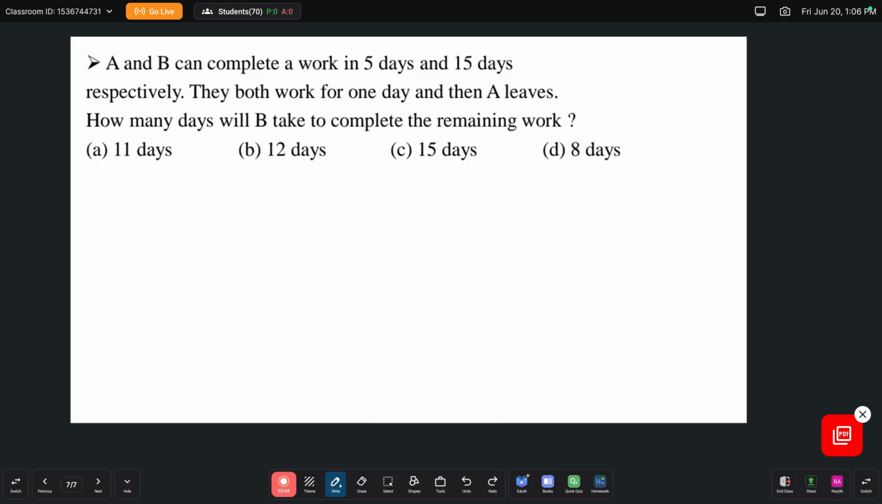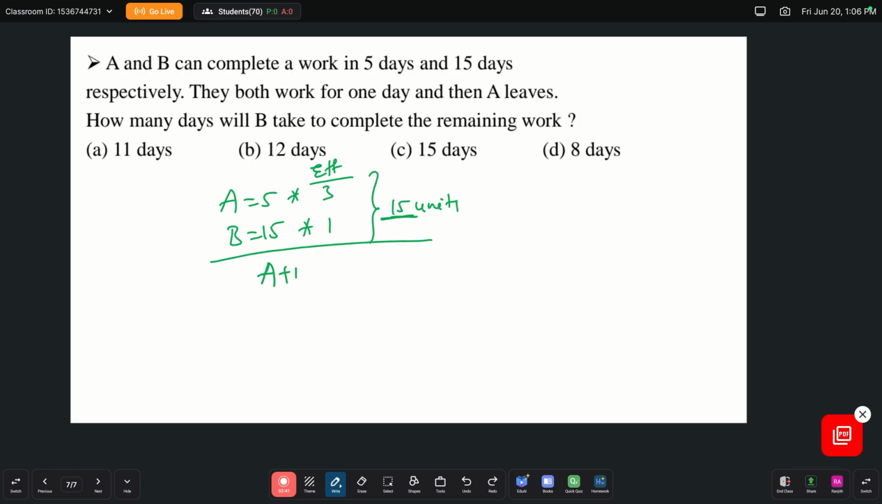A and B can complete a work in 5 days and 15 days respectively. They both work for 1 day and then A leaves. How many days will B take to complete the remaining work? A equals 5 days, B equals 15 days. LCM of 5 and 15 equals 15 units. A can complete 15 units of work in 5 days, and the efficiency of A equals 3, since 5 threes are 15. B's efficiency is 1, since 15 ones are 15. And A plus B 1 day work equals 3 plus 1, which equals 4 units per day.